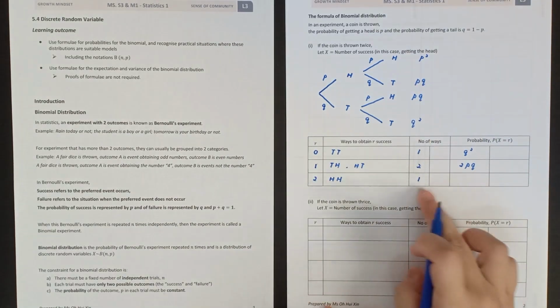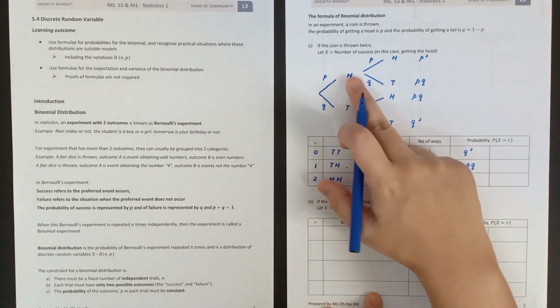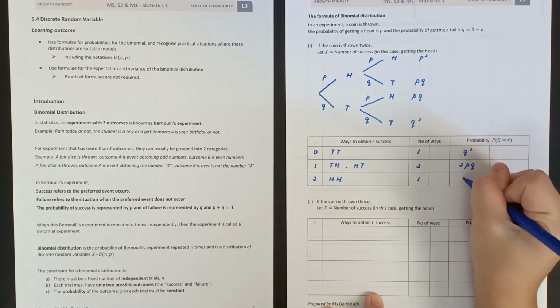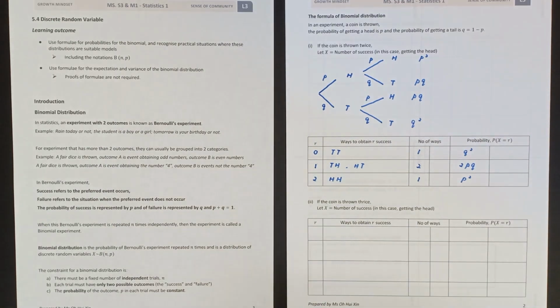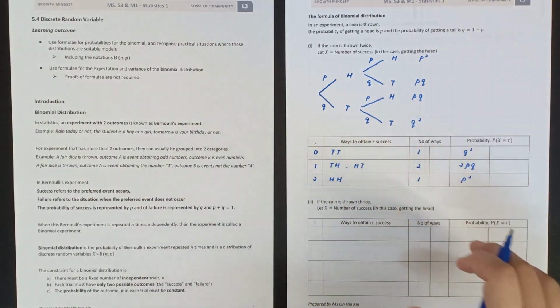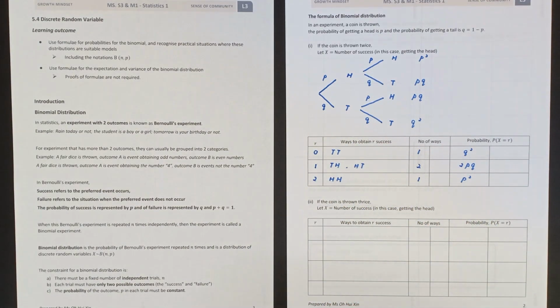Okay, so the same thing, we look for HH, so head and head, meaning the first time is P, second time is also P, which gives you P square. Okay, alright. So for the second one, because we try to do more and more, I do not put in the tree diagram here. I hope you can try to imagine together with me.